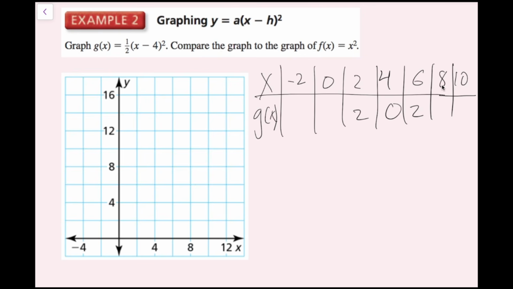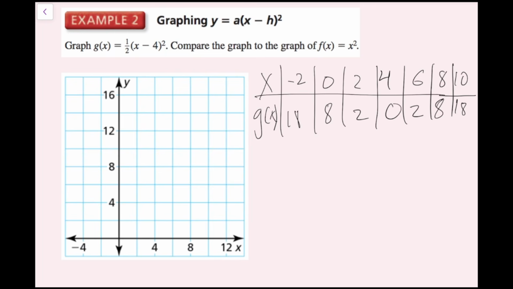Now I'll plug in 8. Well, 8 minus 4 is 4. 4 squared is 16. Half of 16 is 8. So that'll be 8. And so will this. And let's see if I can fit one more. I'll do 10. 10 minus 4 is 6. 6 squared is 36. Half of 36 is 18. That will fit. So I'm going to put 18.